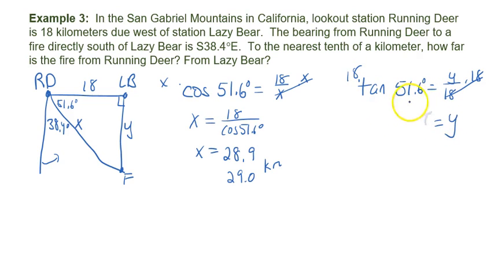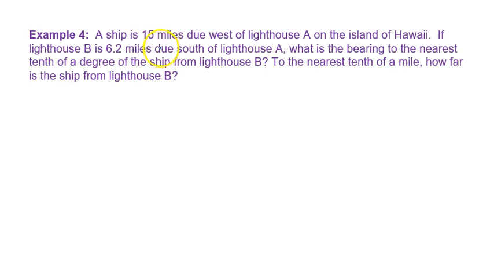And just type that in your calculator, 18 tangent 51.6. You should be getting 22.71, which would be 22.7 kilometers, since they did ask us to round to the nearest tenth. Okay, this next question is a little bit different because it does ask us what the bearing is. This time we're not finding a distance, we're finding the bearing. So we'll have to be thinking about the angle.